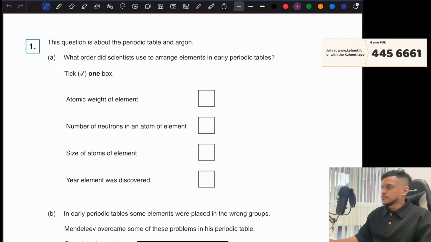So yeah, I thought we would go through these questions from a paper that I've got. You guys just let me know what you think the answers are. So for the first one here, what order did scientists use to arrange elements in the early periodic tables?